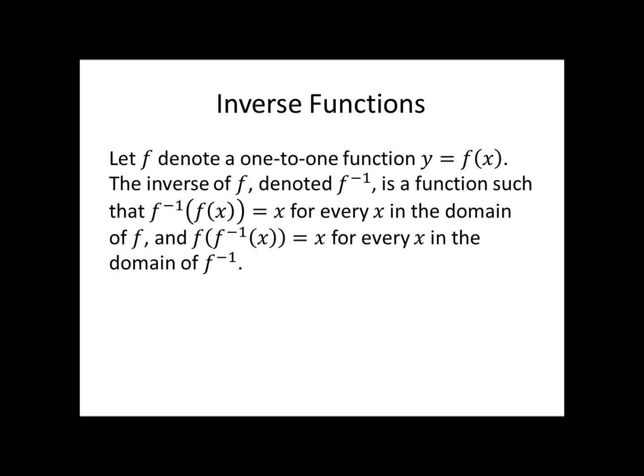Now, this brings us up to inverse functions. Let f denote a one-to-one function, so it's got to start out as a one-to-one function. The inverse of f, denoted f with a -1 power, that's not really a -1 power, it's just our notation that means the inverse, is a function such that f inverse of f of x equals x for every x in the domain of f. And the opposite has to be true. f of f inverse of x also has to equal x for every x in the domain of f inverse.